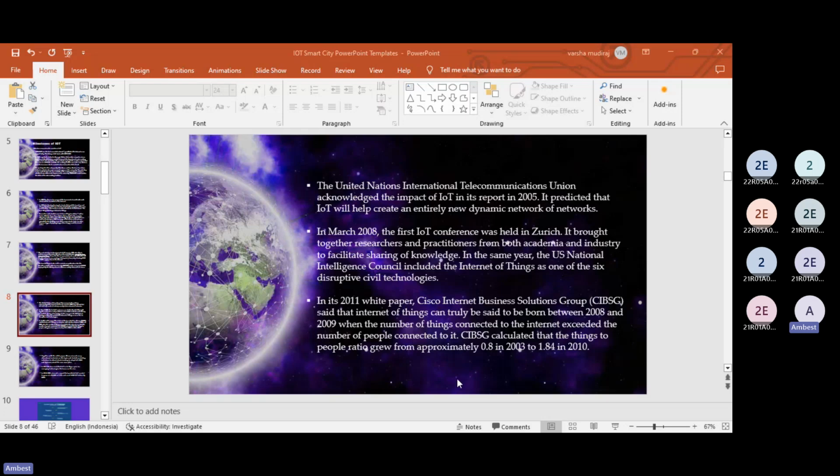In 2011, the white paper came out and brought a major change, and it went through several stages over the Internet of Things, not only in the US but also in several countries. It showed that the internet is not just used for stores but also for communication between two people. They got a graph with an approximate ratio, from 2003 to 2010, which was 0.8 in 2003 and 1.84 in 2010.